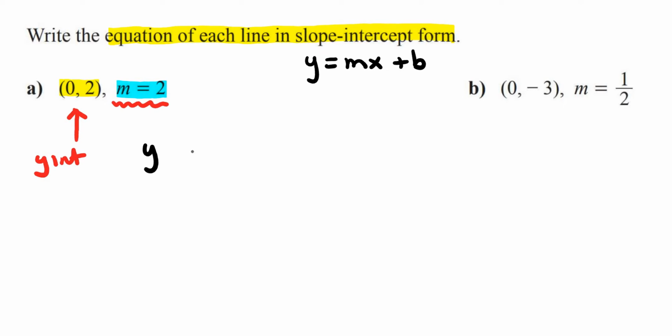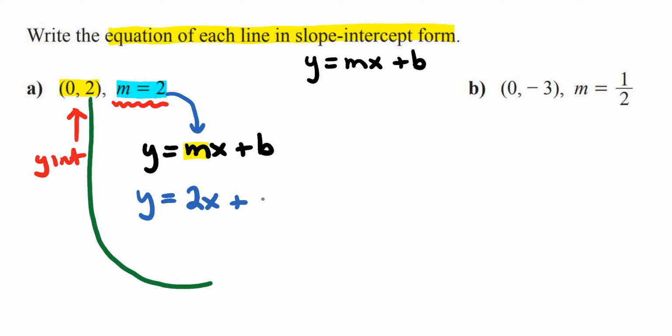So if I'm just using this equation y equals mx plus b, I know the slope is going to be 2. So y equals 2x plus, and I know that my y-intercept is also positive 2, so I can put my 2 there. So my final answer is y equals 2x plus 2. That's the quick way of doing that particular question.